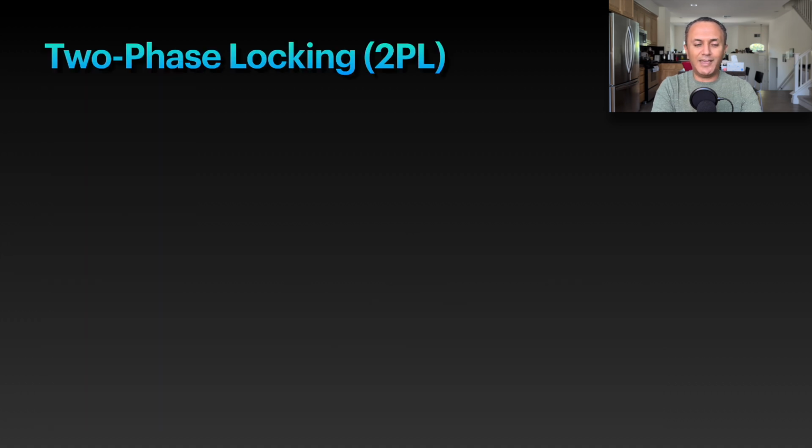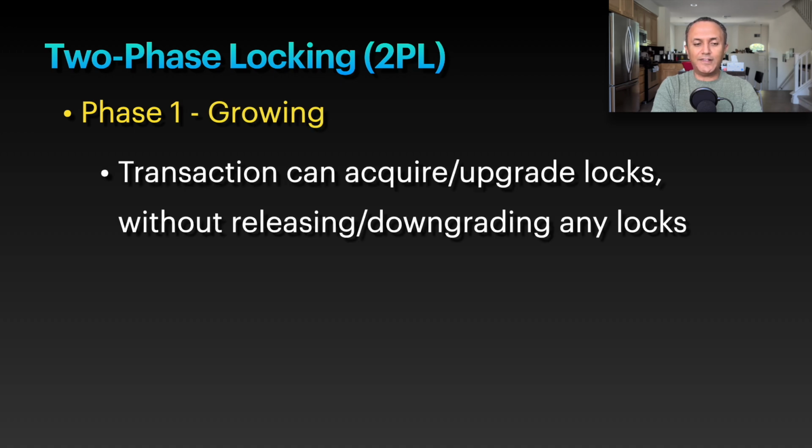As I said, two-phase locking has two distinct phases. The first phase, phase one, we call the growing phase. In this phase, a transaction is allowed to acquire or upgrade locks as much as it wants. It is not allowed to release or downgrade locks. Upgrade means going from shared to exclusive, and downgrade means going from exclusive to shared lock. So you can acquire S locks, you can acquire X locks, or you can upgrade an S lock to an X lock. Of course, you can also do other operations like reads and writes. All those operations are allowed in the growing phase, but we're not allowed to release or downgrade locks.